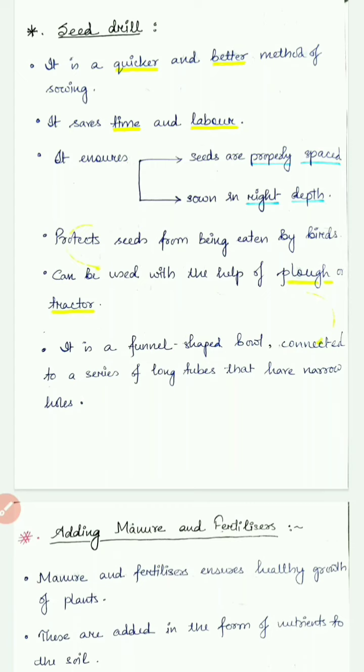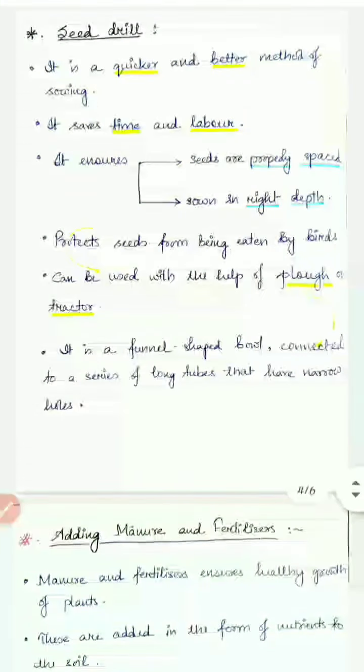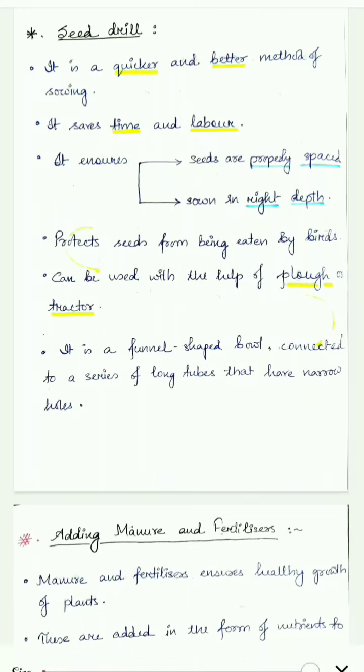About seed drill, it is a quicker and a better method of sowing. So why did they mention quicker and better? Why did they not mention it on the previous two methods? Okay, we'll learn it now. They say that seed drill is a quicker and better method of sowing. Why? Because it has many advantages.